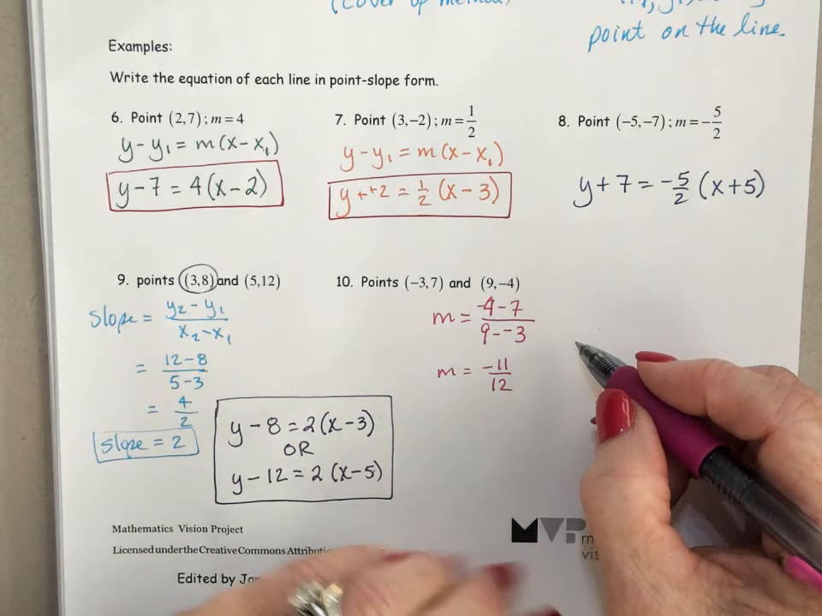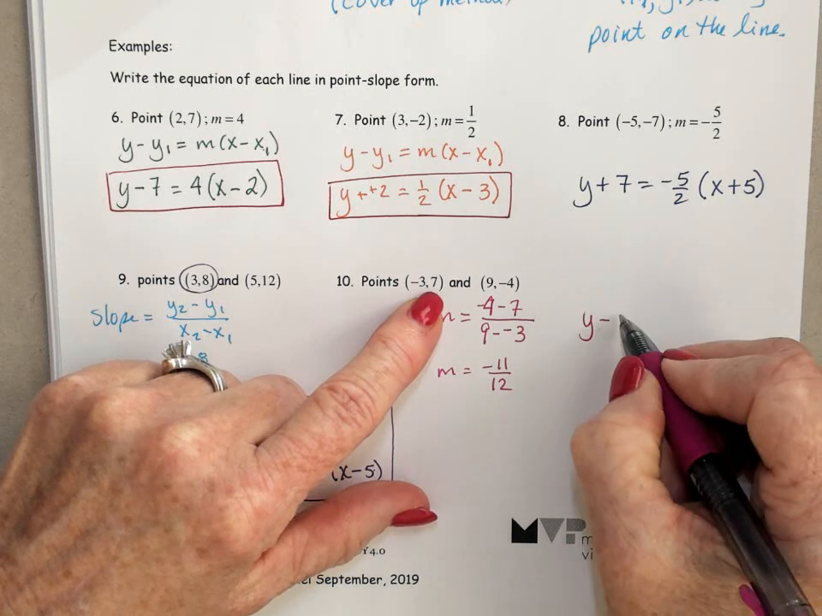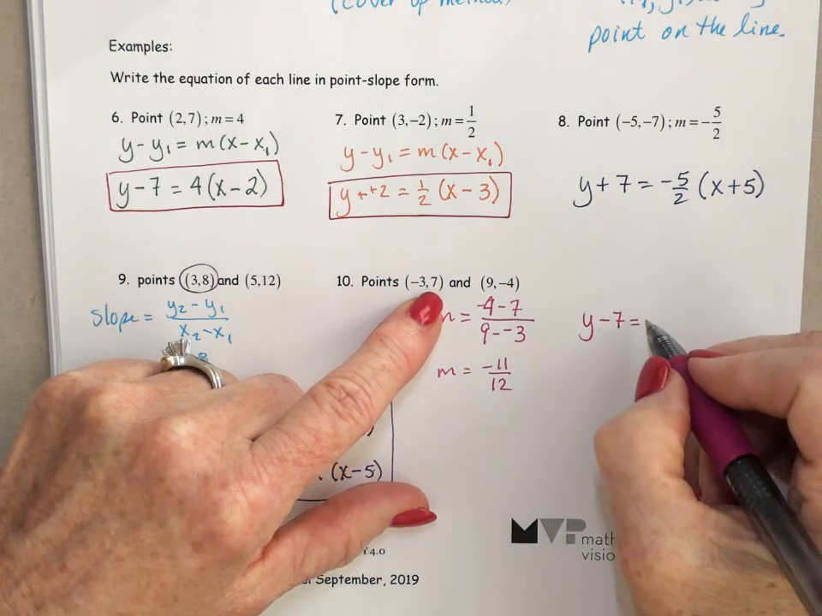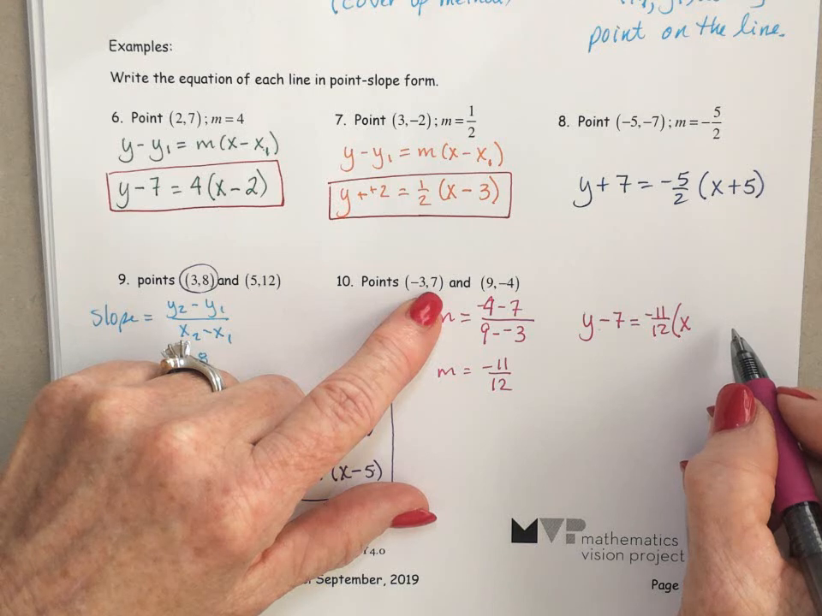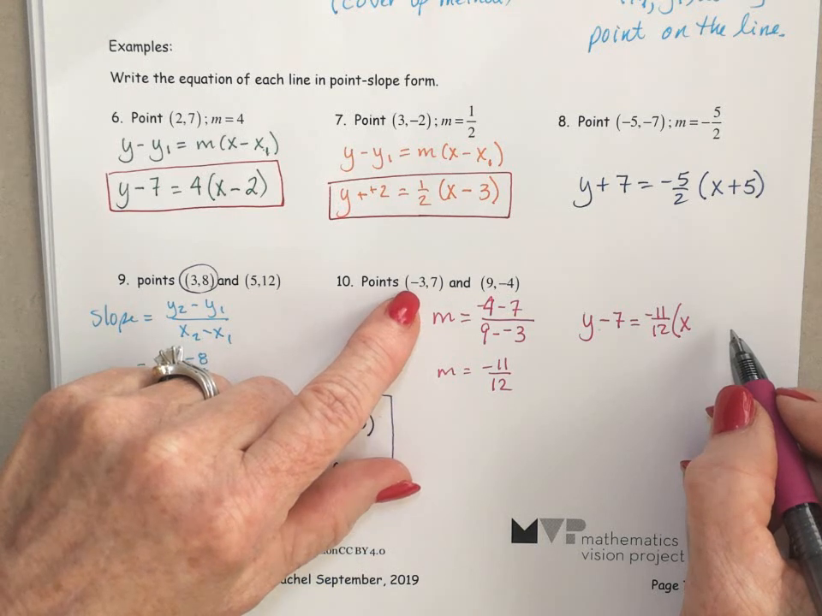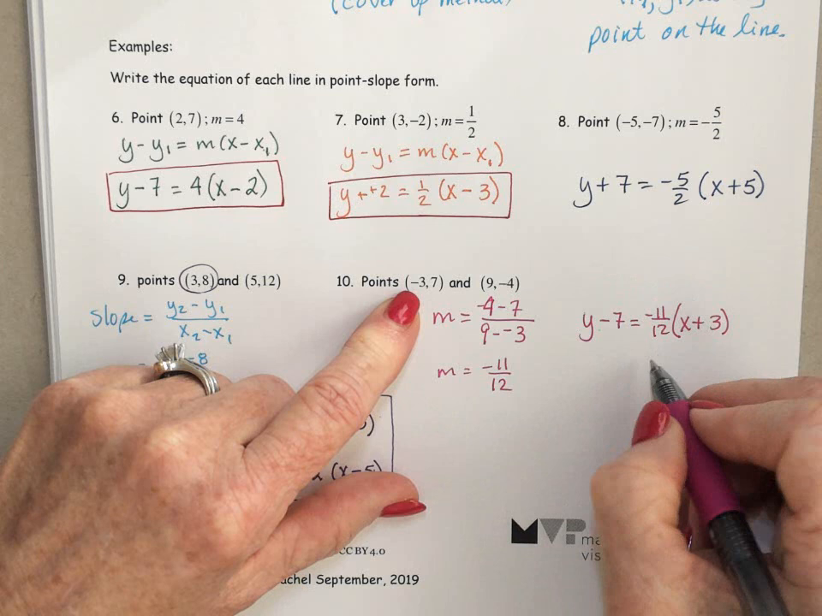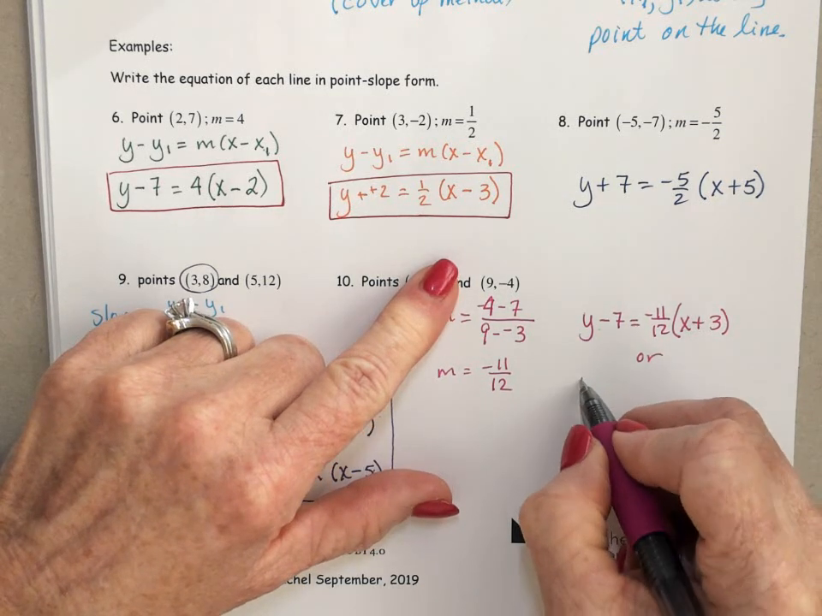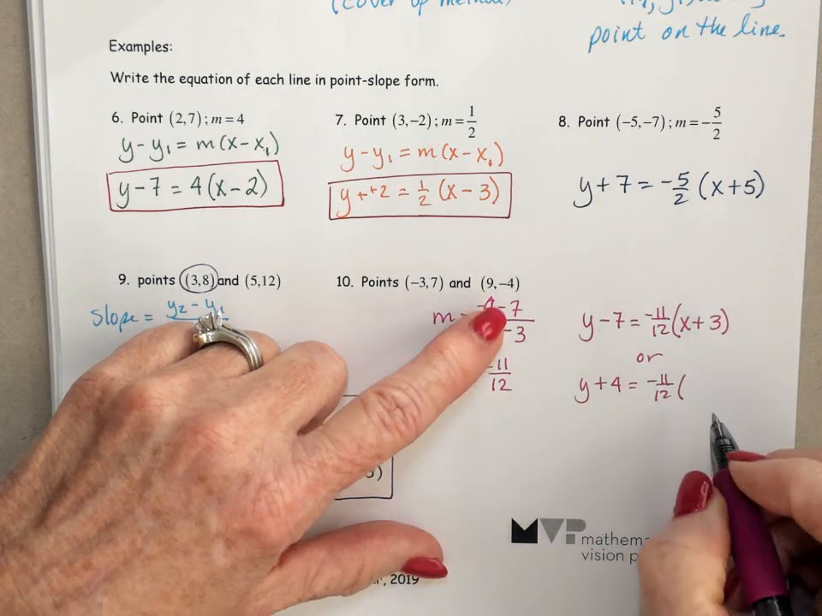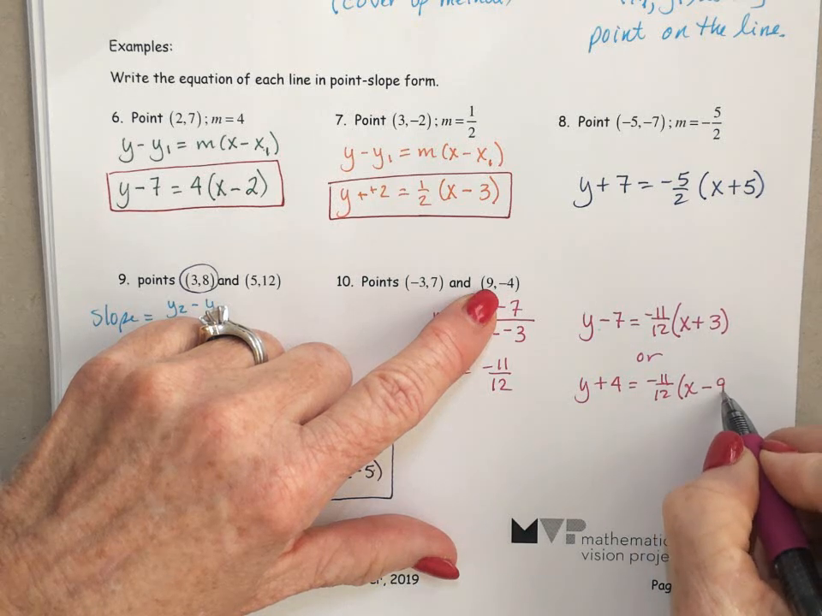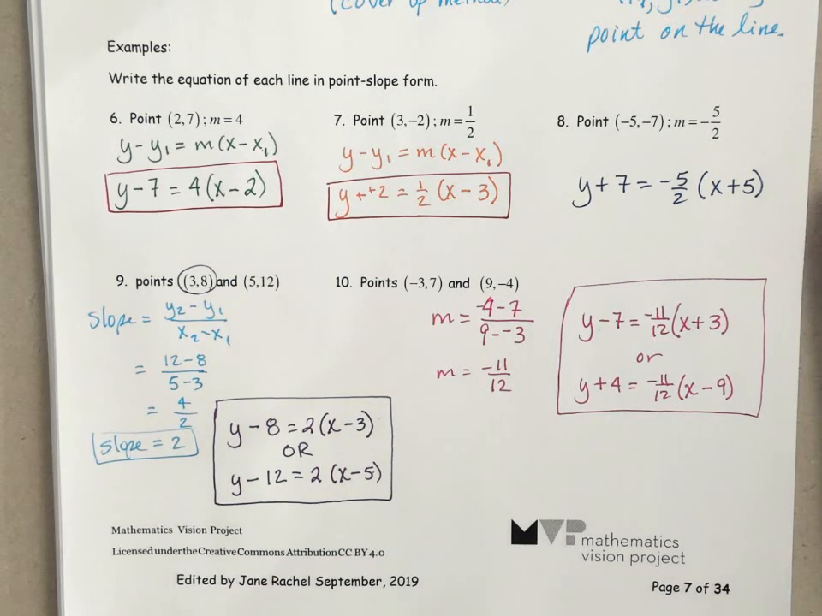Now just plug in, choose one of these points. I'm going to do both of them, but I'm going to do this one first. y minus the y coordinate, 7, equals slope, negative 11 twelfths, times x minus the x coordinate, x minus a negative 3 is going to be x plus 3. That's one of them. Or the other one, y minus the negative 4. So y plus 4 is negative 11 twelfths times x minus the x coordinate, 9. Again, either one of those is correct. You don't have to write both. You just have to write one of them.